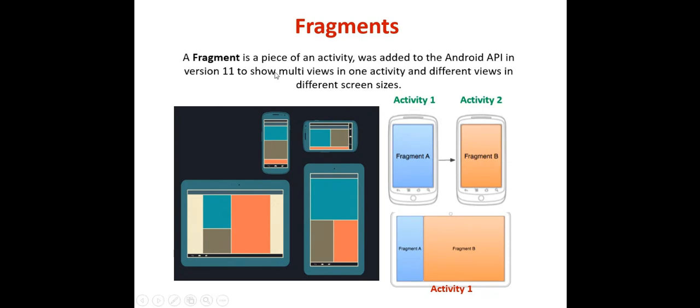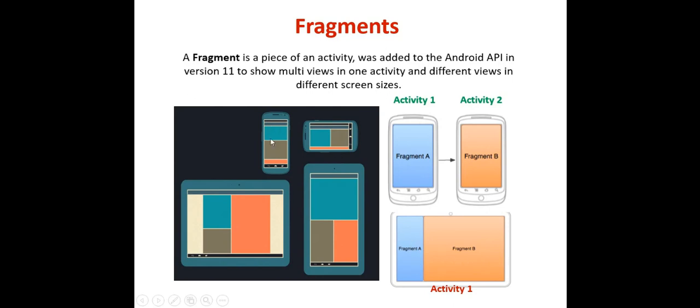But the fragment is a piece of activity added in API 11 to show multiple screens in one activity and different views in different screen sizes. This is shown in the tablet. We can see activity 1 hosted two fragments, fragment A and fragment B. If this tablet view just held activity A, it would be a bad view in one screen.